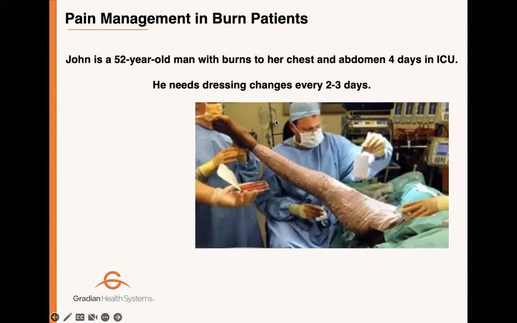So we have John, he's a 52-year-old male who sustained a burn injury on the chest and abdomen and has been admitted in ICU for 4 days. And because of the burn, he usually has dressing changes every 2 to 3 days. So now, from the audience, I'd like to hear from you. If you want to respond, you raise your hand and Mariam will give you a chance to speak. So what do you think can be sources of pain for this burn patient who has been admitted in ICU for 4 days? Anyone from the audience, please.